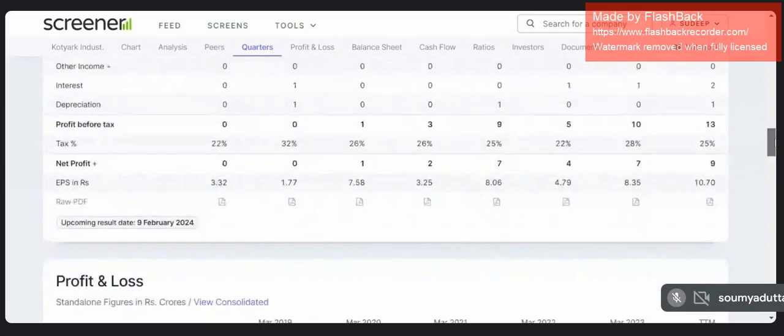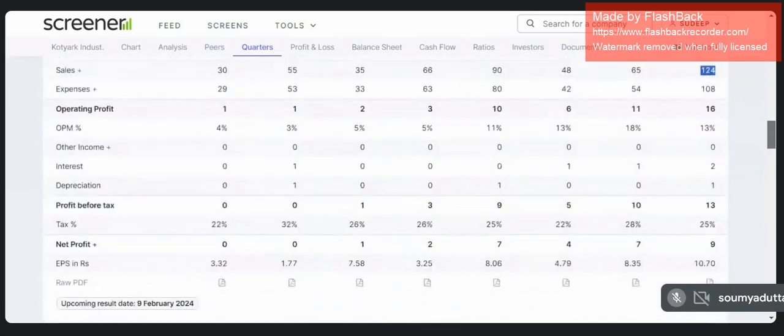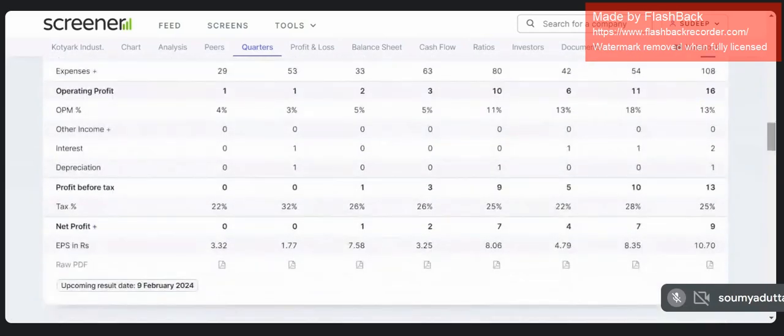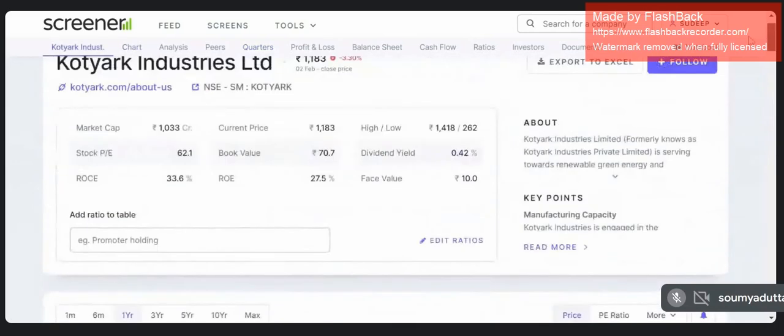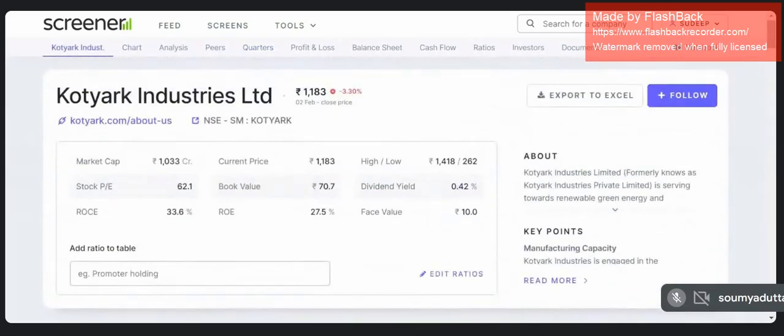So if they achieve it, you will have an EPS of somewhere around 50 or something. So you can give 30-40 kind of PE to this company. So around 1,800 to 2,200 is the fair value. Currently it is very high. The issue is that if they do not deliver, the stock won't be there. It will crash a lot.